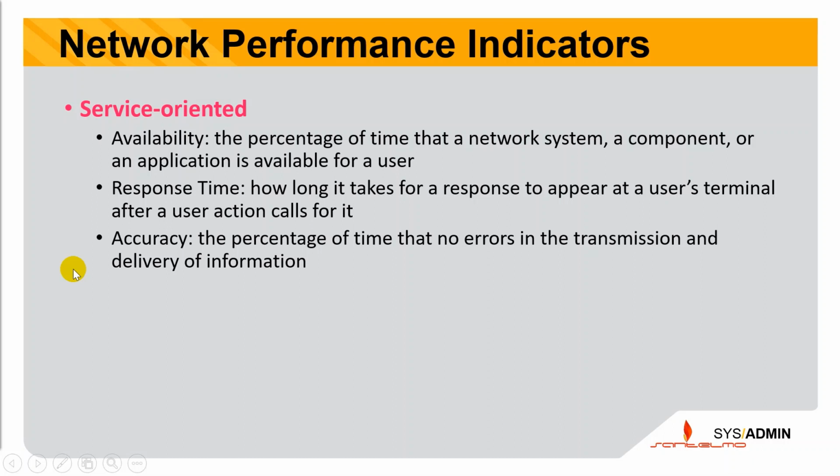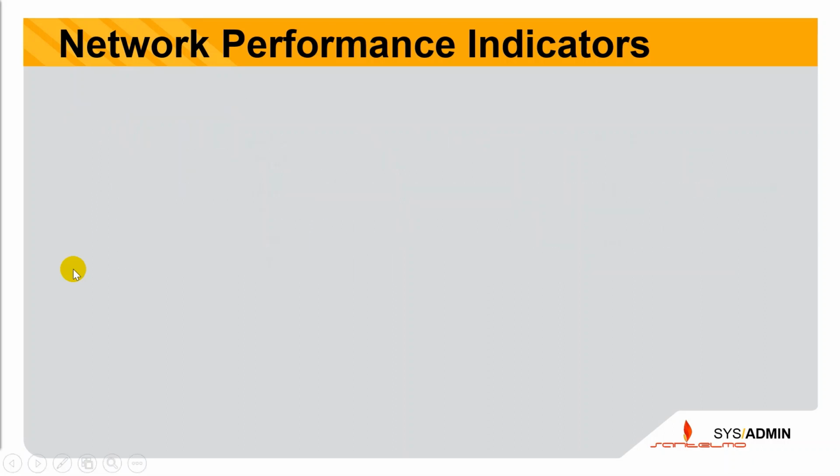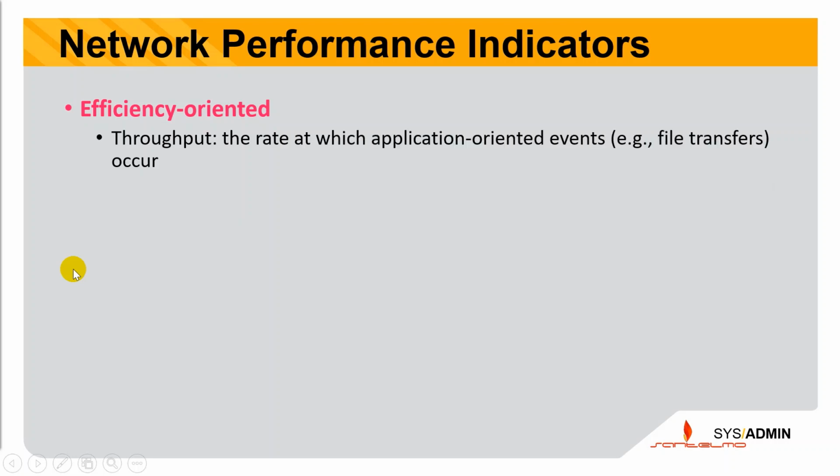The second is efficiency-oriented. For efficiency-oriented, we talk about throughput. Throughput is the rate at which application-oriented events, such as file transfers, occur. Throughput is related to bandwidth, but if we are after efficiency, we're not talking about bandwidth, but we measure it instead using throughput. Now, what's the difference between throughput and bandwidth? Bandwidth is basically the frequency. It's the difference between the highest and the lowest frequency.